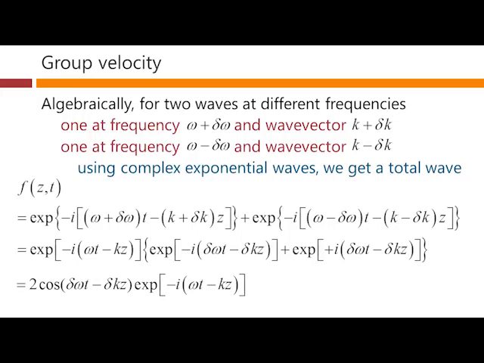So this original sum of these two waves at these two different frequencies, we can rewrite algebraically as a wave at an averaged frequency, the omega which is halfway between the two extremes, and an averaged k vector, which is also halfway between the two k vectors, multiplied by this envelope here. And this is the envelope we were seeing as our spatial beats. And note that the effective frequency of this envelope is delta omega, and the effective k vector is delta k.